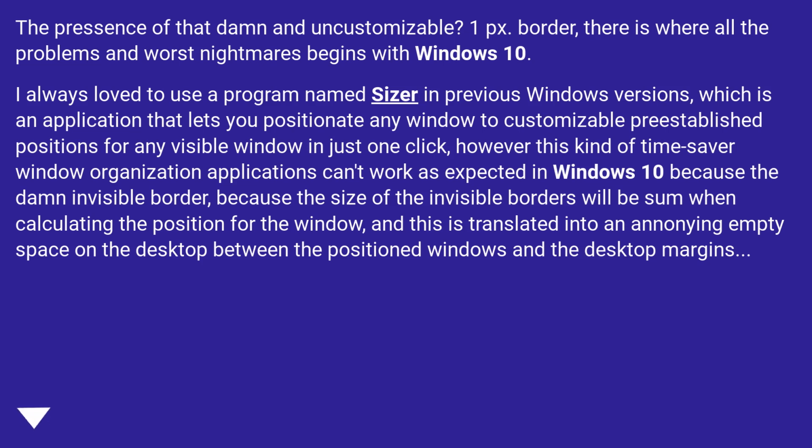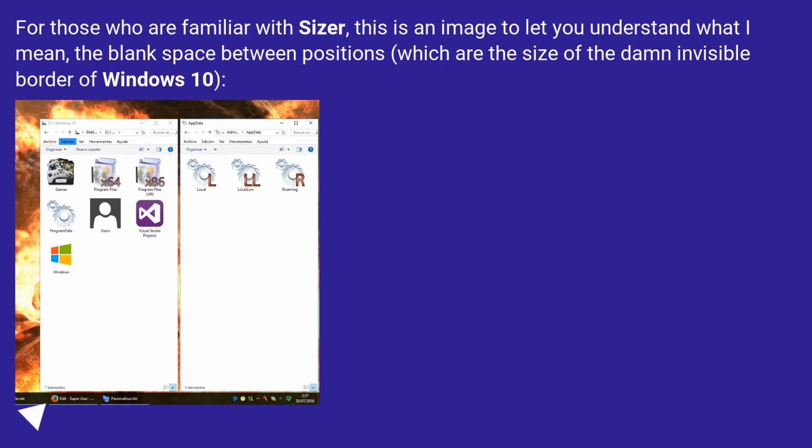Because the size of the invisible borders will be taken into account when calculating the position for the window, and this is translated into an annoying empty space on the desktop between the positioned windows and the desktop margins. For those who are familiar with Sizer, this is an image to let you understand what I mean, the blank space between positions, which is the size of the damn invisible border of Windows 10.